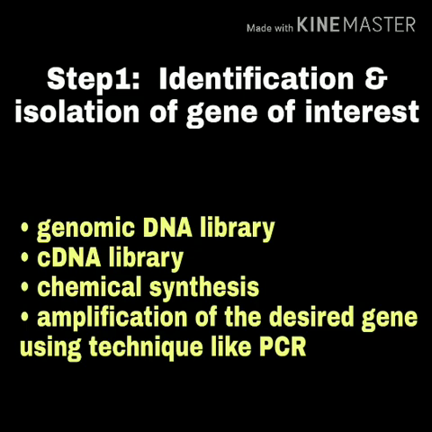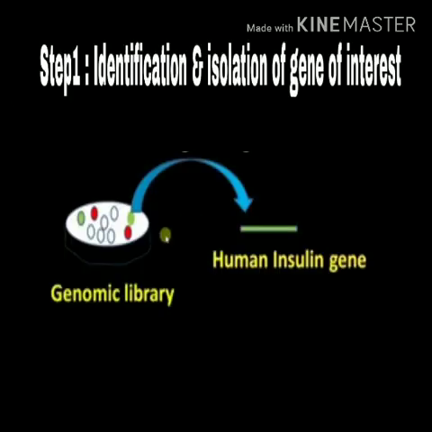Talking about step 1, we can get the gene of interest from various resources. It can be from a genomic DNA library, cDNA library, chemical synthesis, or amplification of the desired gene using techniques like polymerase chain reaction. Now for an example, we will take a genomic DNA library. From the genomic DNA library, we will collect the human insulin gene. We will introduce the human insulin gene into bacteria.